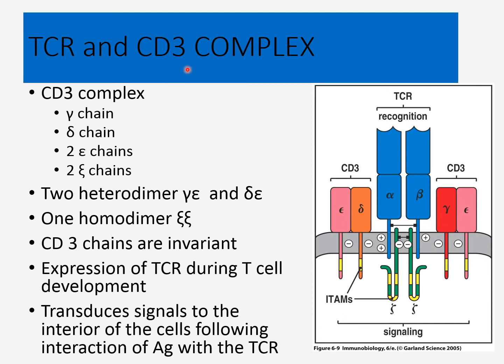A CD3 complex is formed by a number of different types of chains like gamma, delta, epsilon, and zeta. Together they form two heterodimers which are called CD3, and a homodimer which is made up of two zeta chains. The two heterodimers are one formed by epsilon and delta, and the other formed by gamma and epsilon. The homodimer contains the same chain, that is the zeta chain. These CD3 chains are invariant, that means they are constant or identical in all T cells. So the CD3 complex is essential for expression of T cells during T cell development.